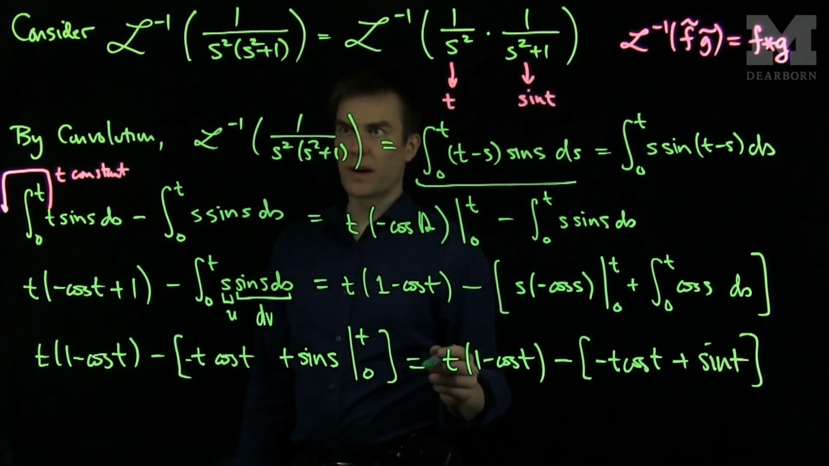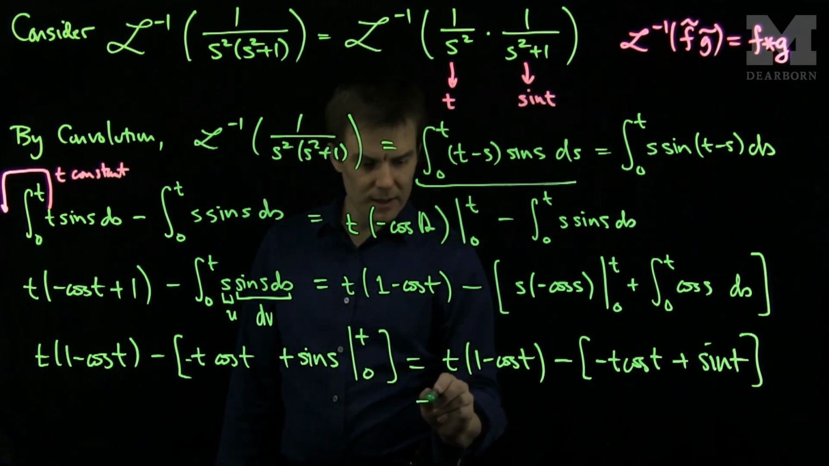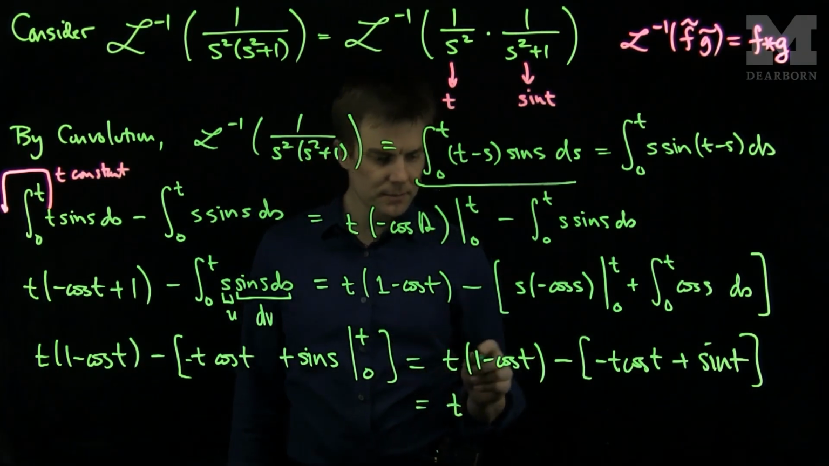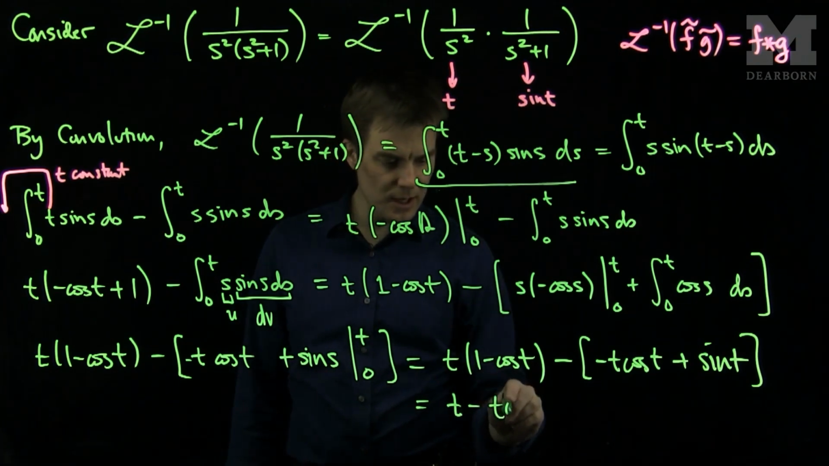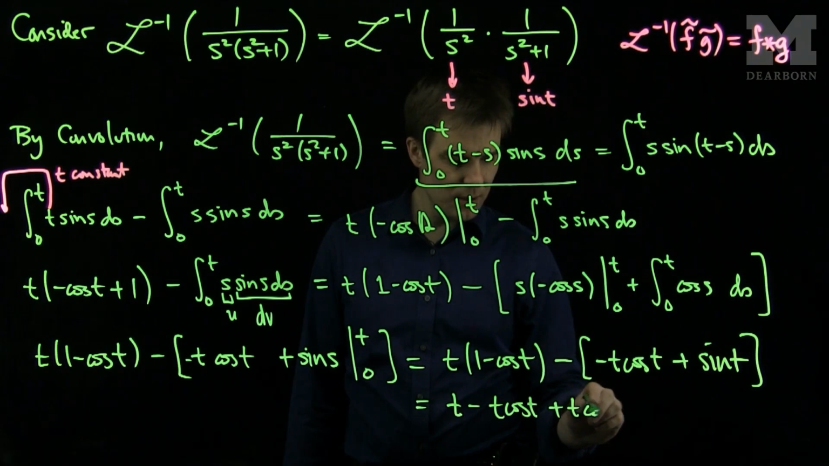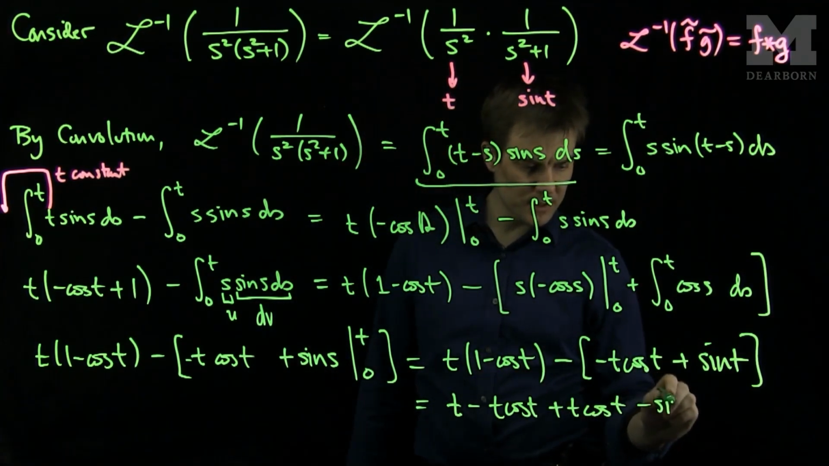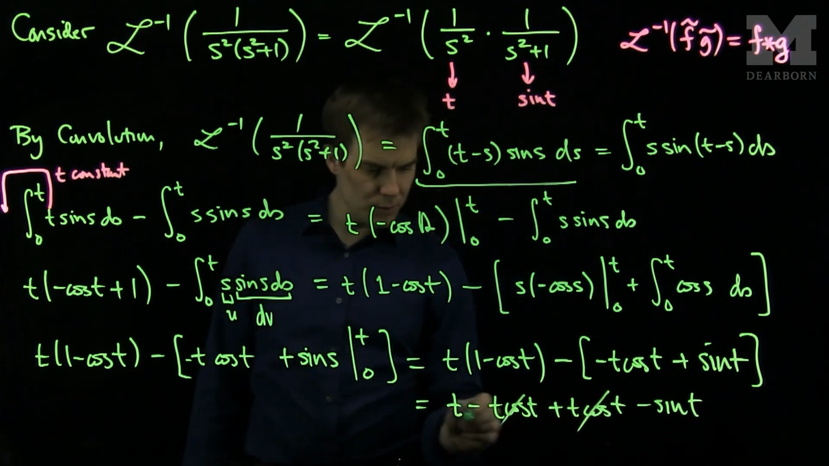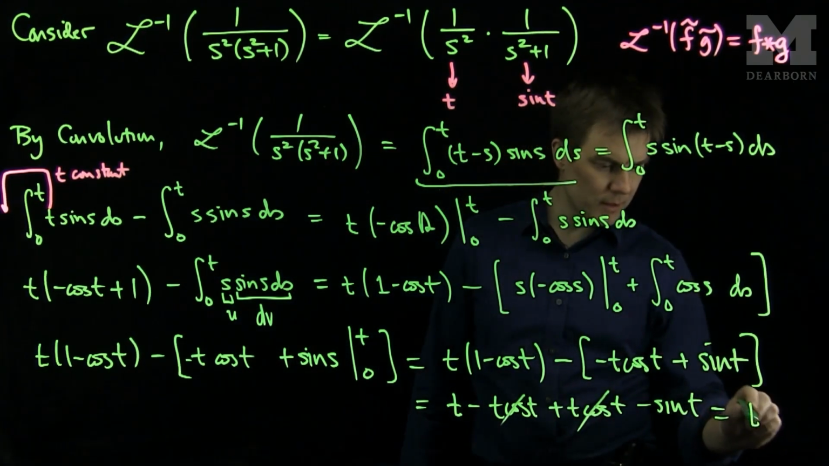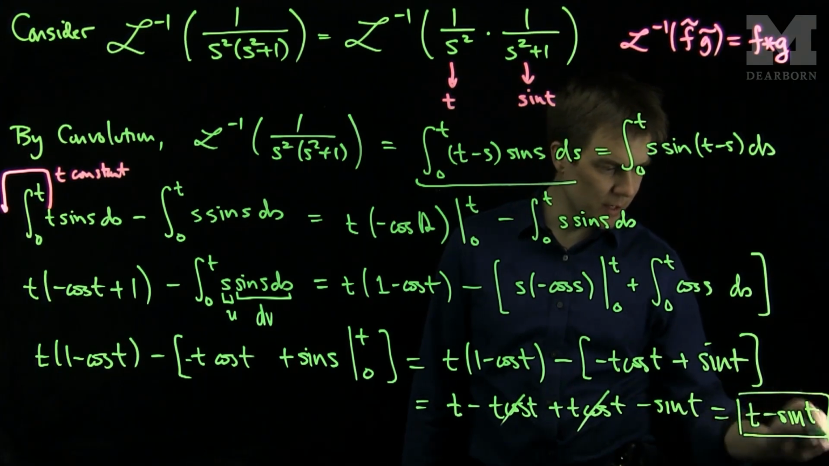And now we can simplify this. When we simplify, we will have a t, and then a minus t cosine t, a plus t cosine t, and then a minus sine t. Those will cancel out, and we'll be left with t minus sine t as our inverse Laplace transform.